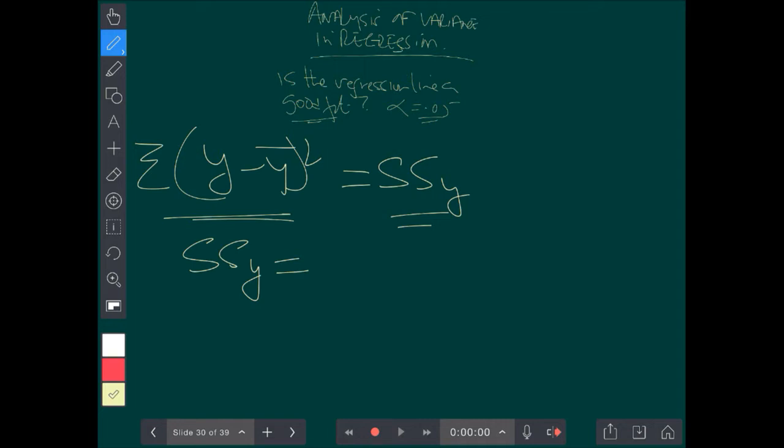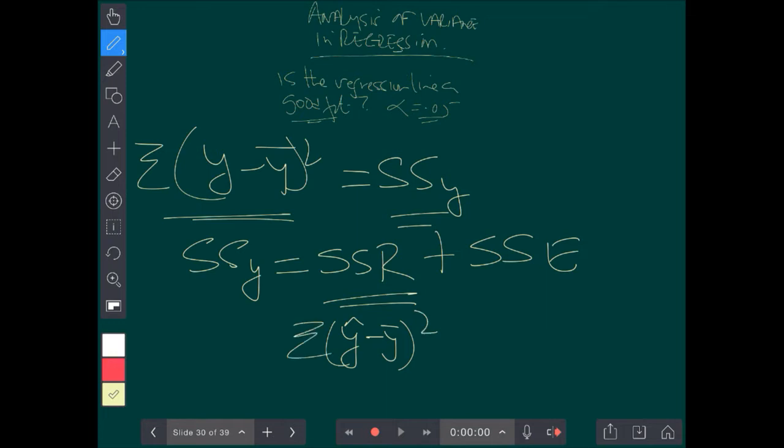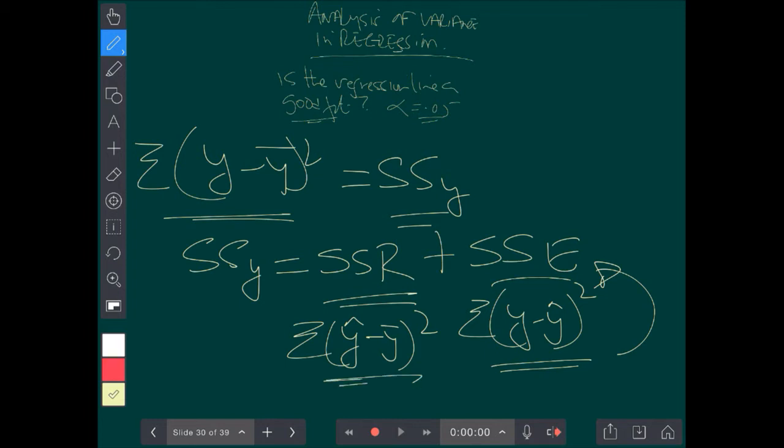It's made up of the sum of squares due to the regression, SSR, plus the sum of squares due to the error, SSE. This part is y hat minus y bar squared, whereas this part is y minus y hat squared. That is the sum of the squared errors. And this one is y minus y bar squared. So those are the three parts that make up the variation in regression, all right?